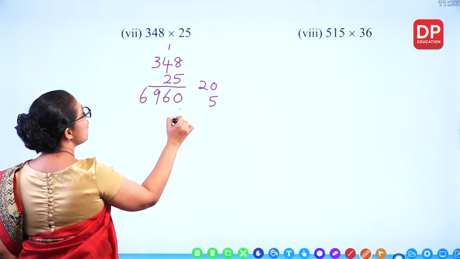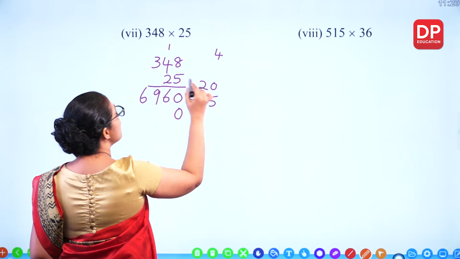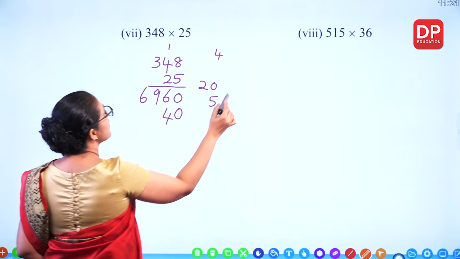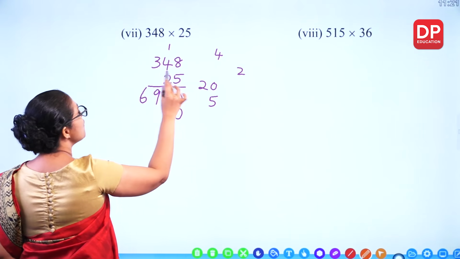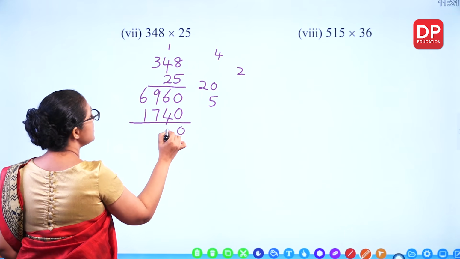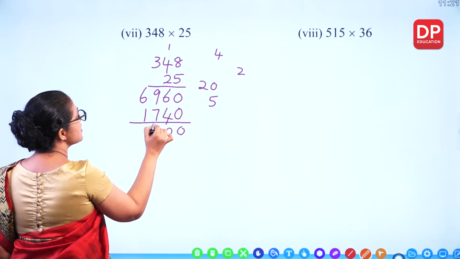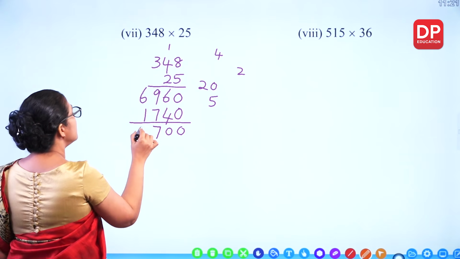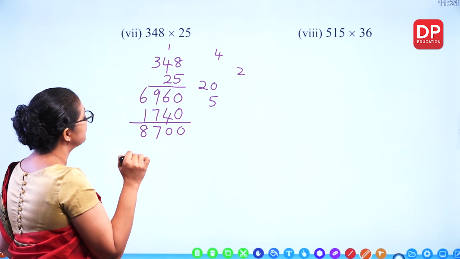5 times 8, 40. 4 remaining. 5 times 4, 20. 20 plus 4, 24. And 2 there. 5 times 3, 15 plus 2, 17. So when you add it, you get 17. And when you add 1 to this side, this is 8.